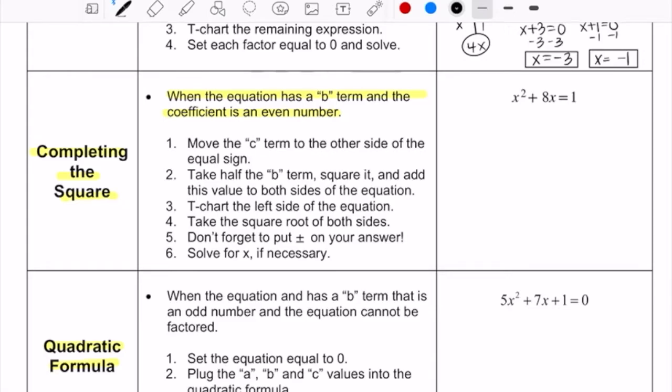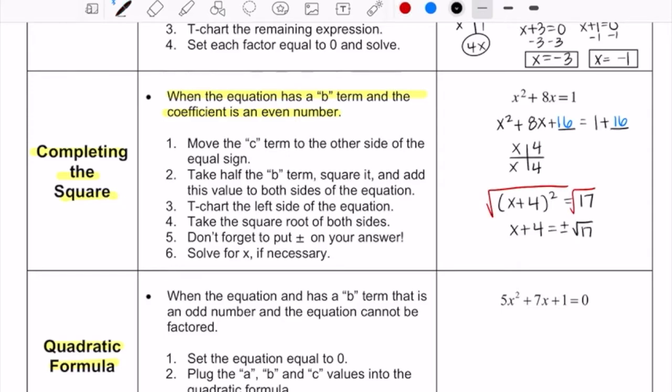I'll follow the steps here for completing the square. The c term is already over on the other side, so now I'll make the space. Remember, to fill in that spot, I'm going to take half the b term, so half of 8 is 4, and then I'll square it, and so 16 is the value that I'll add to both sides on this one. The next thing I'll do is t-chart the left-hand side of the equation. 4 and 4 are the two numbers that multiply together to give me 16, but add together to give me 8x. X plus 4 quantity squared means I can take the square root of both sides. That'll leave me with x plus 4 is equal to plus or minus the square root of 17, and then I'll finish by subtracting the 4 from both sides.